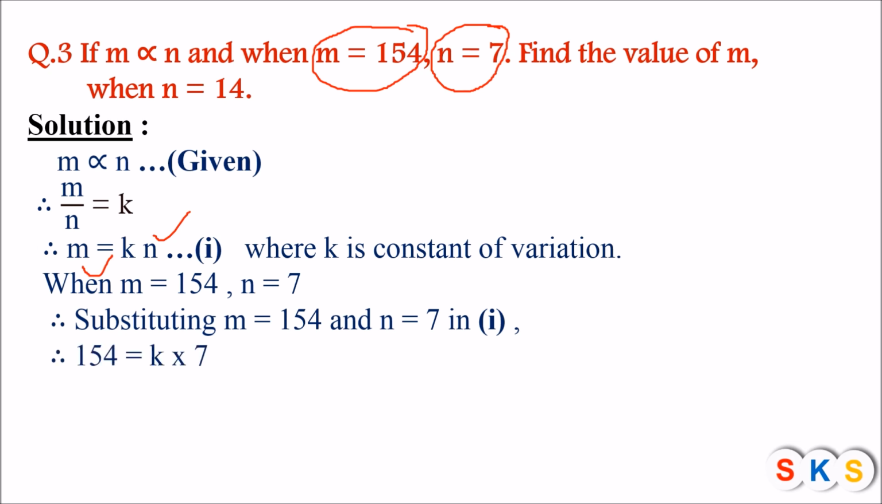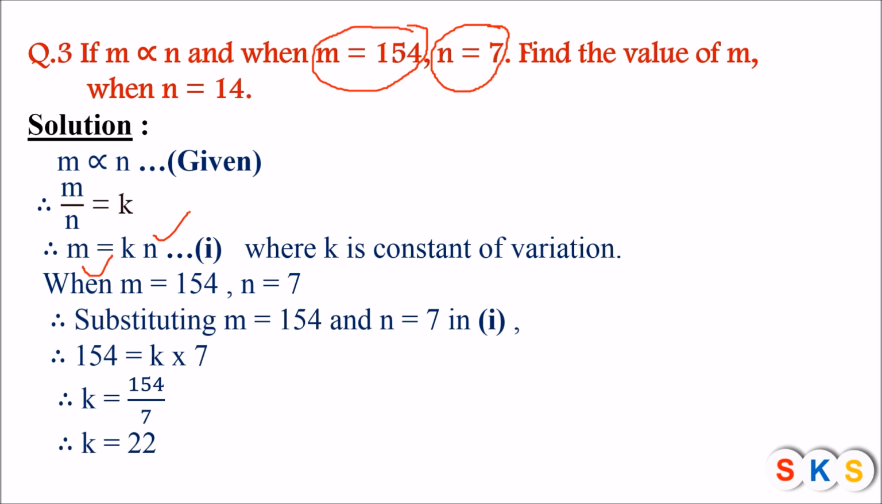Now we will shift 7 to the left hand side of the equal sign. So what we will get? k equals 154 upon 7. Now we will divide 154 by 7. So we will get k equals 22. So we got the value of k. That means we got the constant of variation.